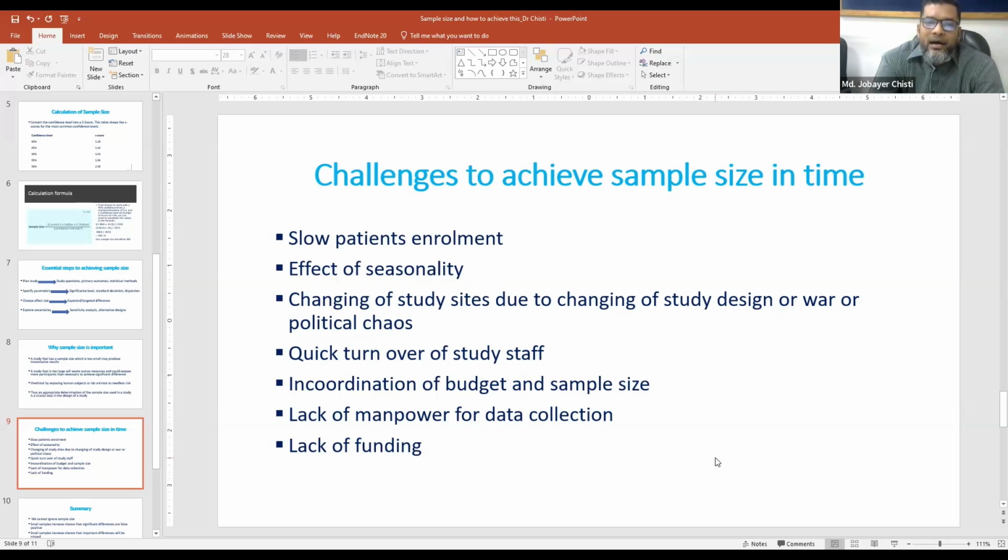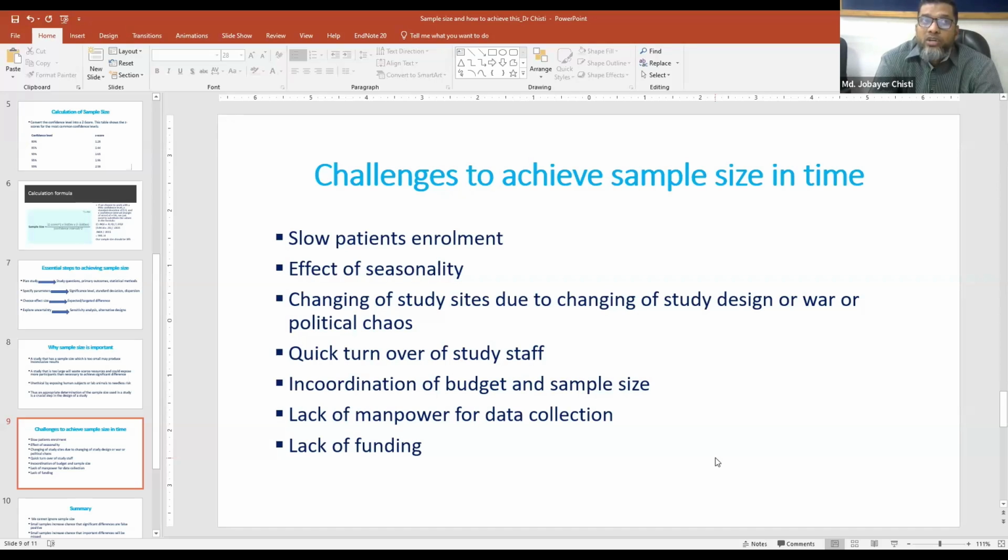And we also see that initially we might think that the sample size can be attained from a single site. And if we see that the site we have selected is not giving adequate patients, then we have to include more sites, increase the number of sites. And sometimes what might happen is that we might lose the trained staff due to the rapid turnover of the study, especially in government hospitals.